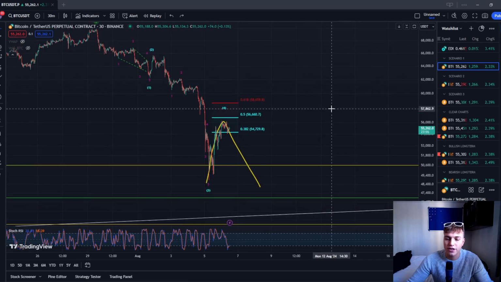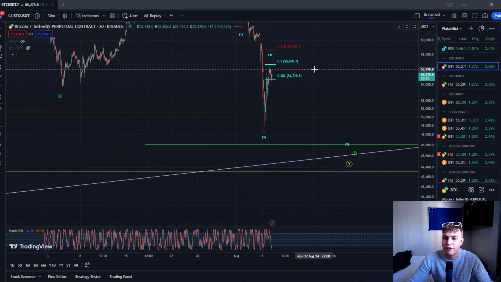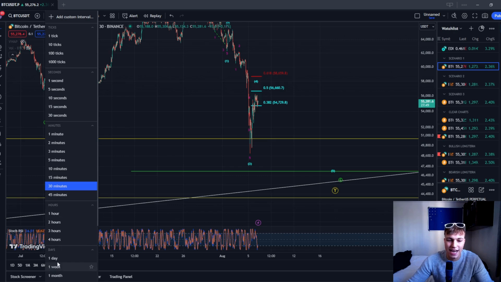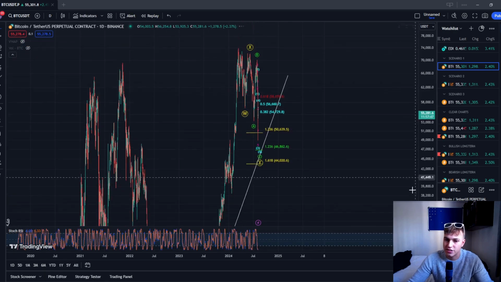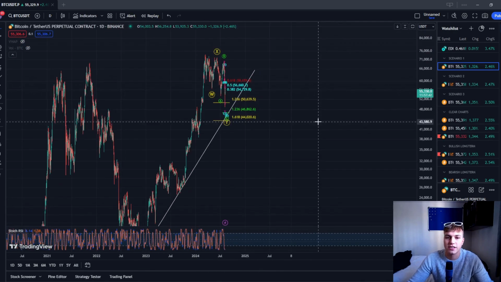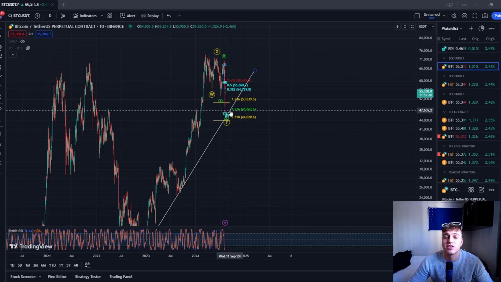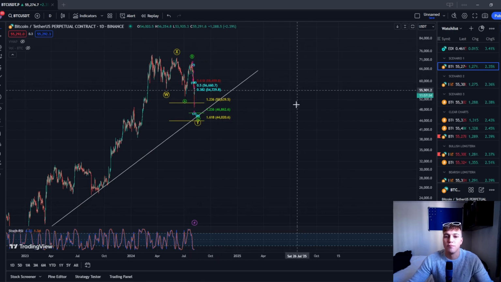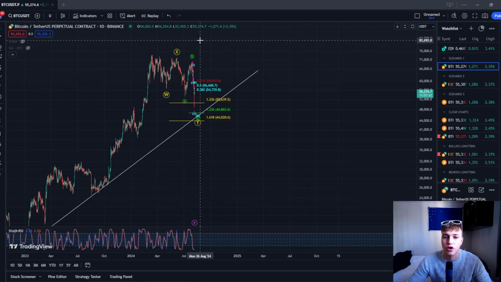Now, this means after this move here in this wave 4, we should see one more move to the downside. In confluence with this, there is a very, very strong trend line here that started on the daily time frame, as you can see here. This trend line is literally the bull market trend line at the moment, and possible resistance off that line is very likely. So that is the bullish or long-term bullish scenario, but bearish scenario for now.